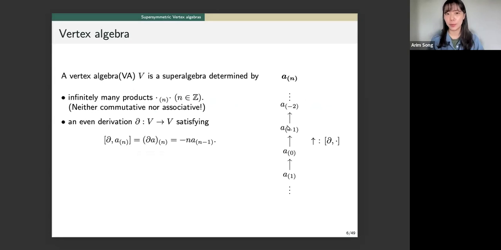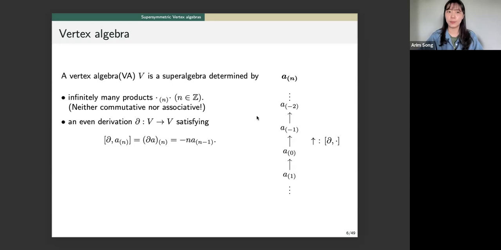First, for those who are not familiar with vertex algebra theory, I'll briefly introduce what a vertex algebra is. Roughly speaking, it's a superalgebra determined by infinitely many products. We denote the products by parenthesis n, and call them nth products. These nth products satisfy some complicated axioms, but the point is that they are not commutative and also not associative. A vertex algebra is also equipped with an even derivation called partial, or just the translation operator. This even derivation satisfies a relation compatible with the nth product: the commutator with the nth product is related to some constant multiple of the (n minus 1)th product.